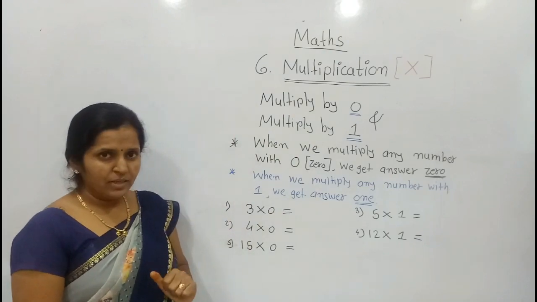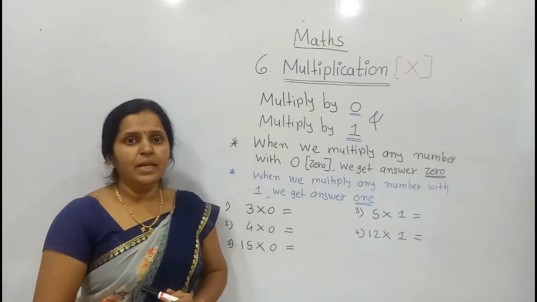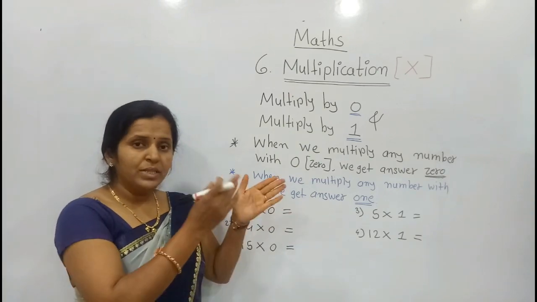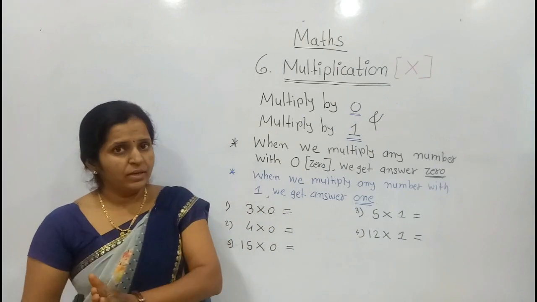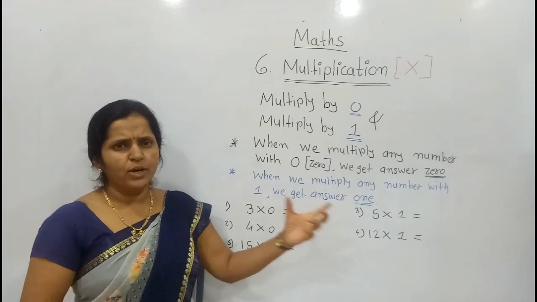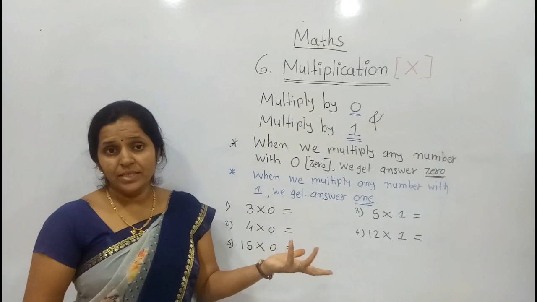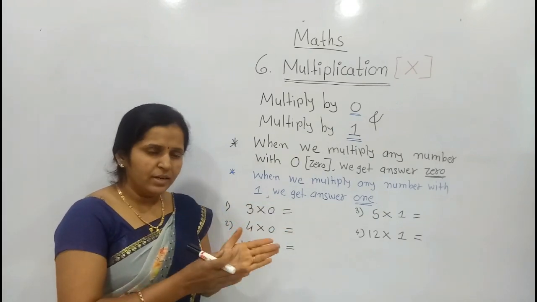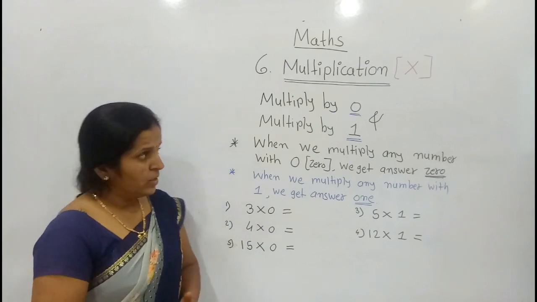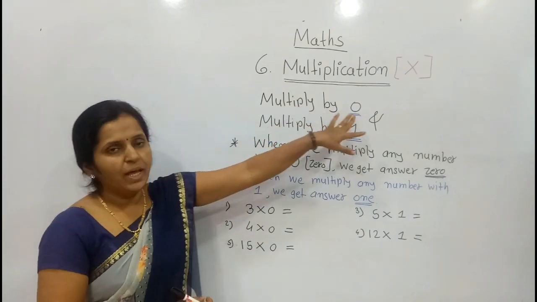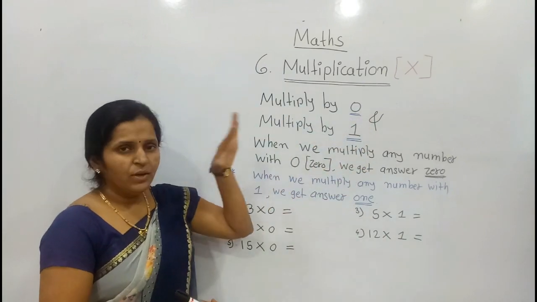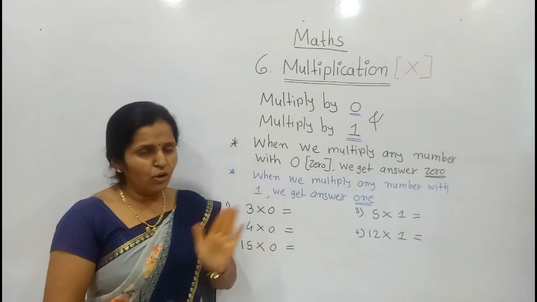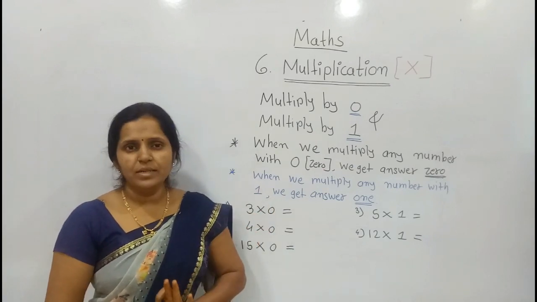Which are these properties? Whenever we multiply any number with 0, that time we get the answer 0. Might be that number is small or big, it doesn't matter. If you take 1 into 0, the answer is 0. If you take 99 into 0, the answer is 0. This is the first property, multiply by 0. Whenever we multiply any number, small or big, with 0, we get the answer 0.